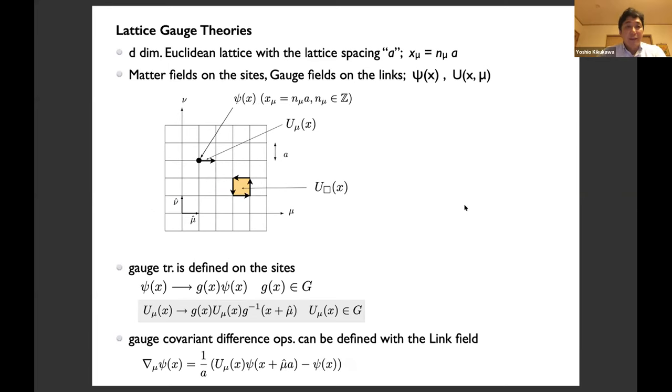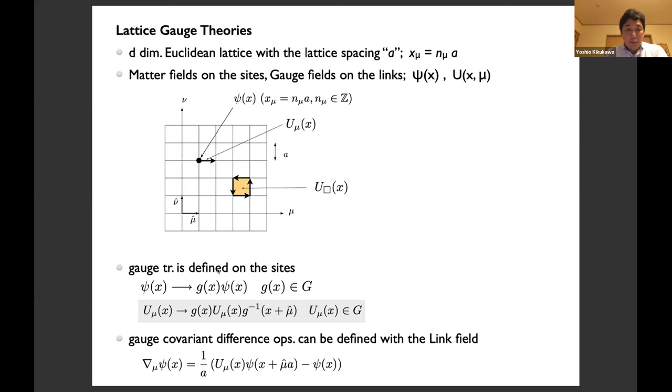Okay, so I'm going to discuss lattice gauge theory in four dimensions. Lattice gauge theory is defined on the four-dimensional Euclidean lattice with the lattice spacing a. The matter fields are defined on the sites, and the gauge fields are defined on the links. As you can see, the matter sits on the site, and the gauge field is defined as a link field connecting the sites.